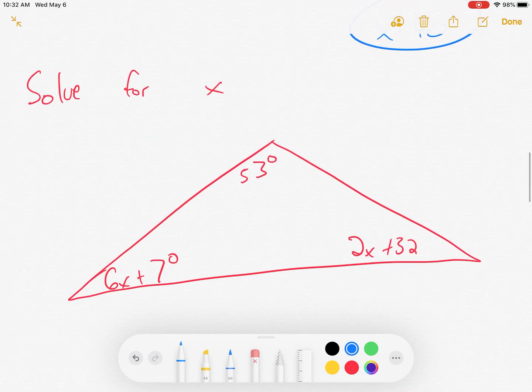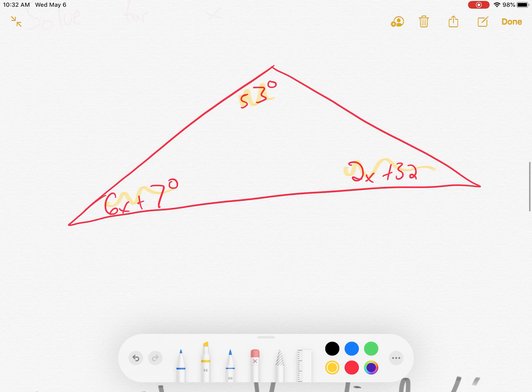Okay, now if you want to pause the video and try this one on your own, again, we're going to solve for x. And we're going to use that theorem so that all three yellow angles should add up to 180. Again, I'll be quiet for about 5 seconds if you want to try this one on your own.